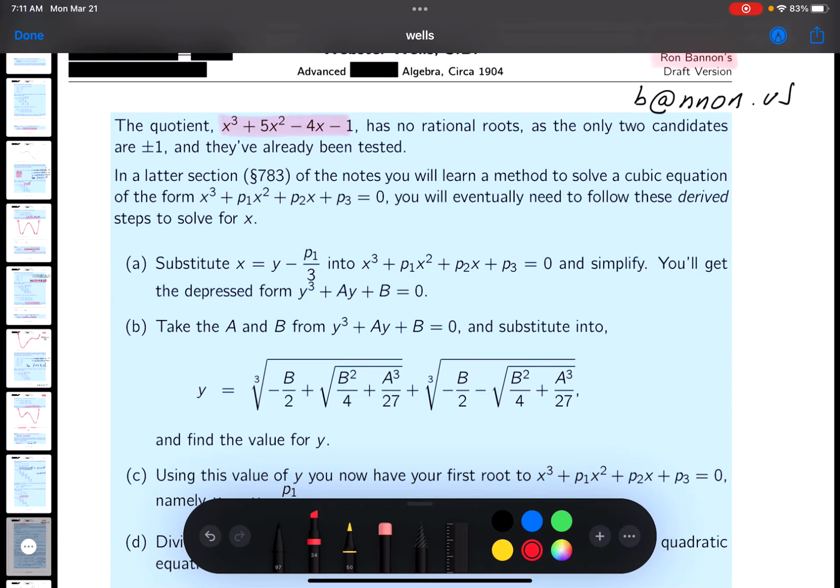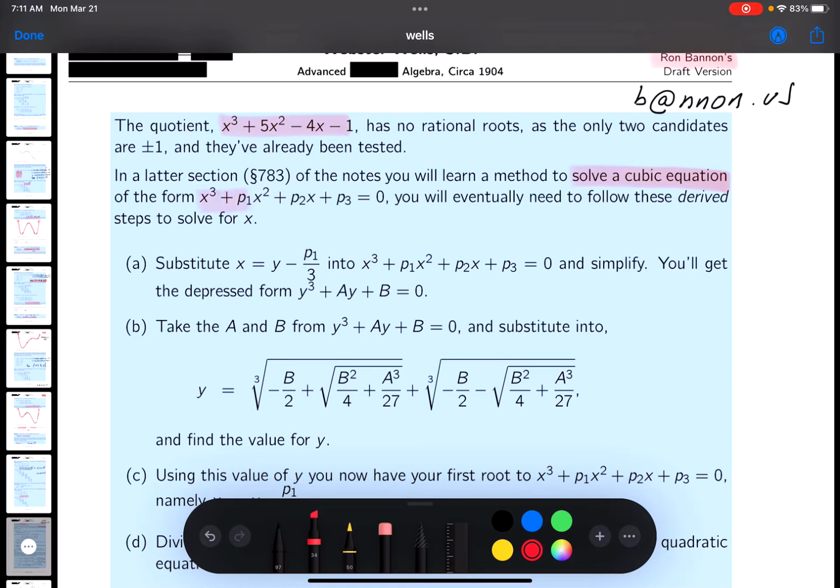So the quotient that I found, x cubed plus 5x squared minus 4x minus 1, has no rational roots. Remember, it had two candidates, plus or minus 1, and neither worked. We've tested them. All right? So you may want to go back to section 783 of the notes, and we did solve cubic equations of this form over here.